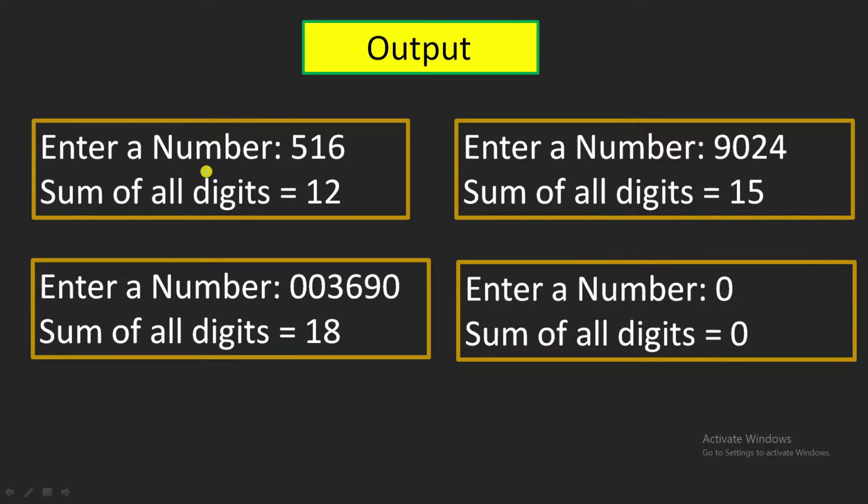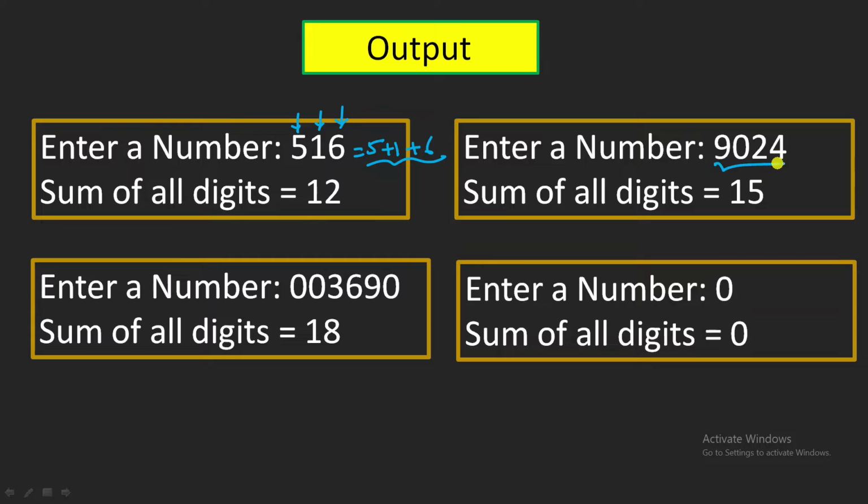Let's say we enter the number 516. This is an integer number, and we are talking only about positive numbers. Now there are 3 digits: 5, 1, 6. If we add all these 3 digits, 5 plus 1 plus 6, what will be the addition? 5 plus 1 is 6, and 6 plus 6 is 12. So the total sum is 12, right?